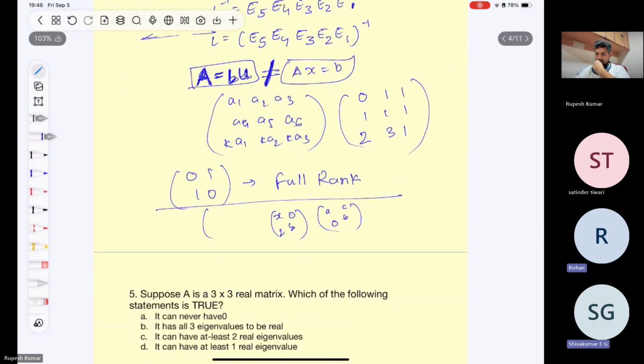Sir, one follow-up question from this 2 by 2 matrix that you wrote. Can we safely say that for a 2 by 2 matrix, LU decomposition is always possible? Can we say that? Because swapping two rows is also an elementary operation, right?